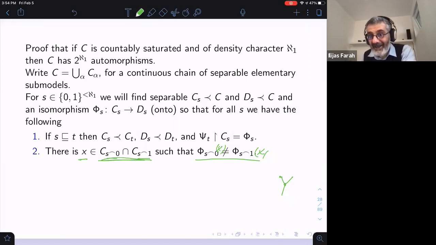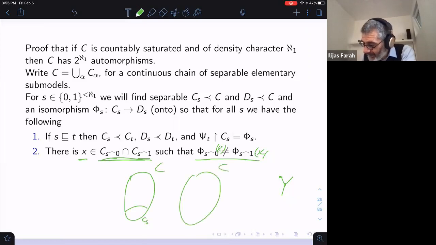So before I read the rest, how do we assure it? Well, here is CS. This is C, this is another copy of C. Here is the elementary embedding, here is DS. Well, we look at this, which is going to be our x. Look at its type over CS, move it over here. Well, that type is consistent, approximately satisfiable, and therefore there is a non-separable set of elements which satisfy that same type. So we just need two of them. We just need to choose two different elements, and those are phi S0 of x and phi S1 of x. And then we just proceed just like before.